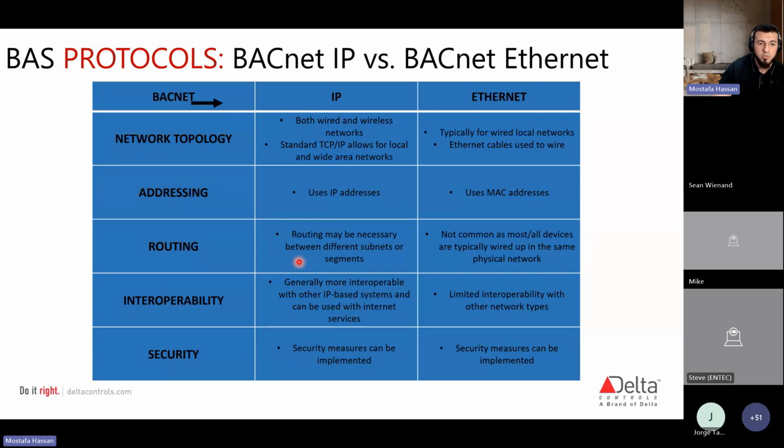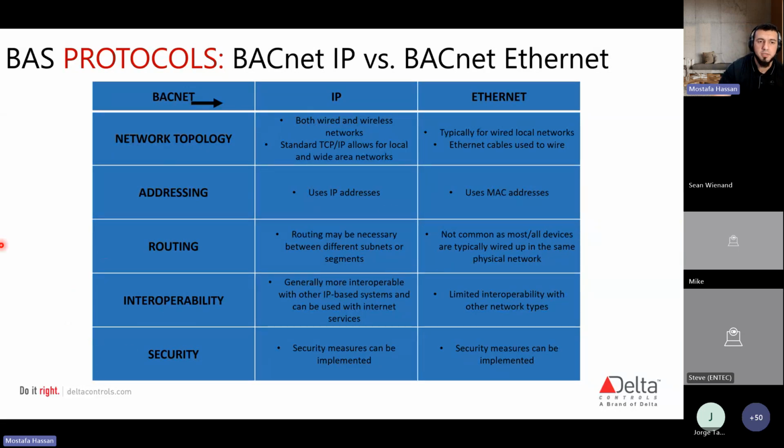Routing may be necessary between different subnets or segments for IP. And for Ethernet, you're not jumping between too many networks. Usually this is for one physical network that you're wiring up. For interoperability, with IP you have a lot more interoperability, right? You're connected to other IP-based systems, and again, you can be transmitting data over the internet. Ethernet is very limited, as again, you're talking about a fully wired network. So you're staying on a huge building, maybe a huge campus, but in that building, whatever's wired up is actually what's communicating with each other, not really externally.